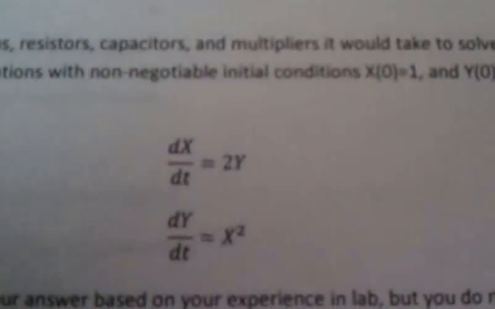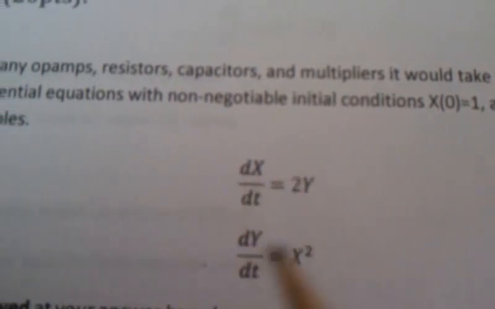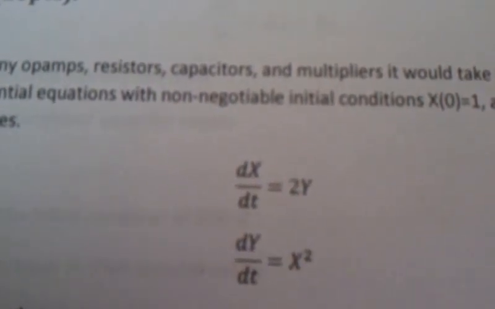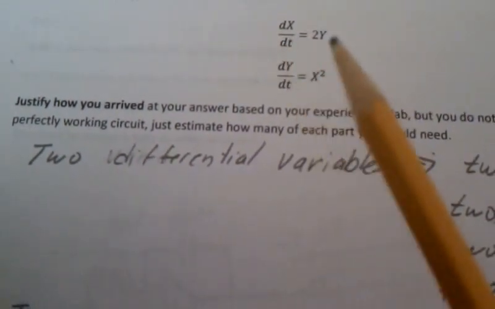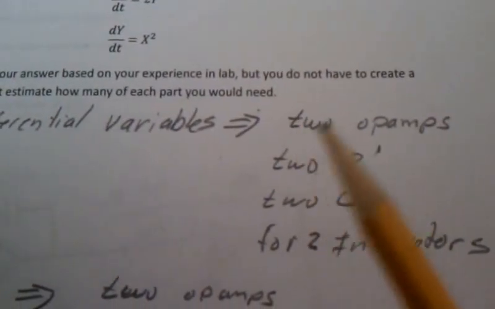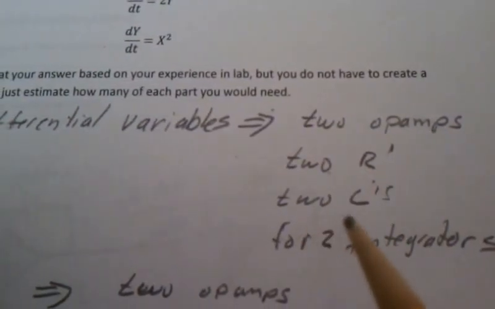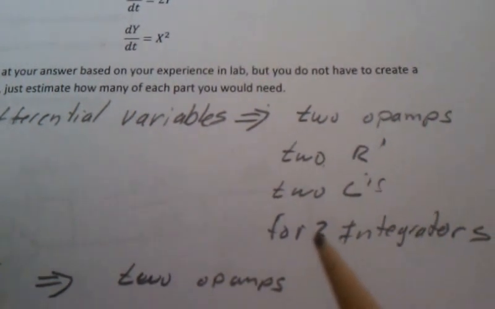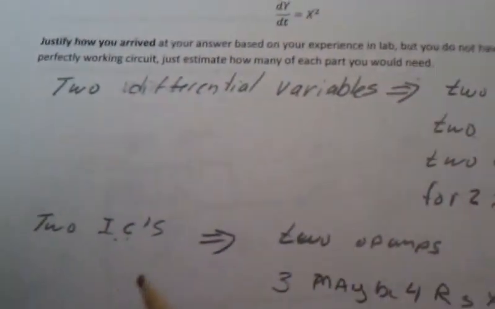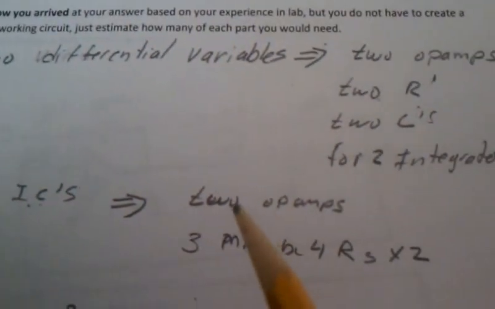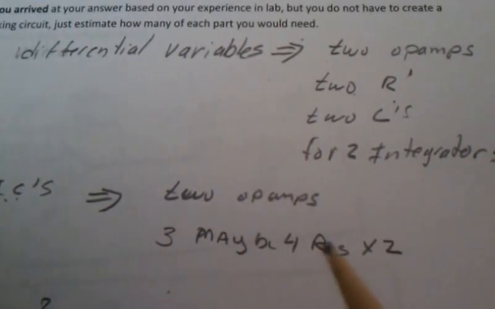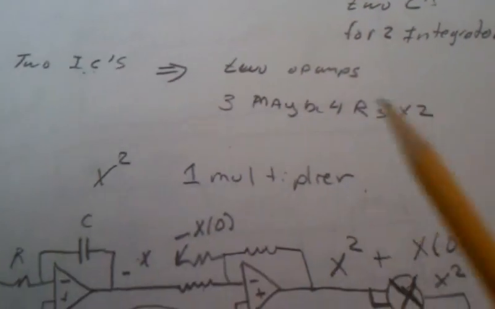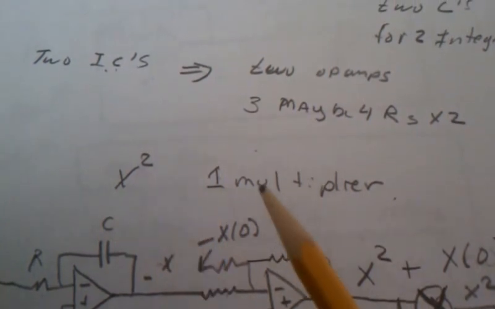Question 2, let's estimate how many parts we're going to need for these differential equations. Now, if you have two differential variables, in this case x and y, that means there's going to be at least 2 op-amps, 2 resistors, 2 capacitors for the 2 integrators. All right. Now we also have 2 initial conditions, which means we have to add in 2 other op-amps, and depending on how they're configured, 3, maybe 4 resistors times 2. The x squared comes from a multiplier.